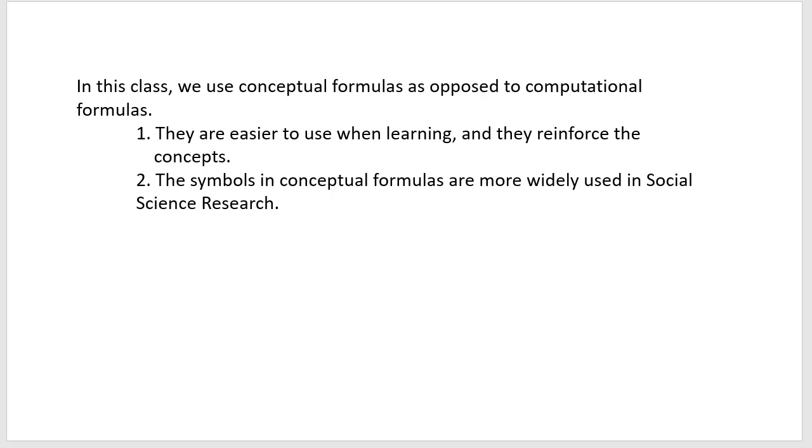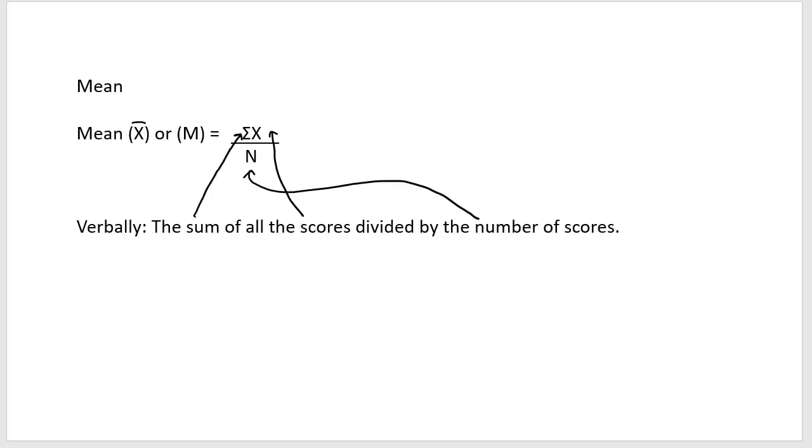We use them because they're easier to learn, they reinforce the concepts, and because the symbols that we will use in our formulas are more widely used in social science research. We're going to talk about some symbols that we will use and some ways that they are a little bit different from what the book says, because this edition uses a couple different symbols that we'll have to unlearn as you read it. But I'm sure it'll be okay because you will see that the symbols are synonymous with the concepts that they cover. Let's jump right into it and talk about the mean.